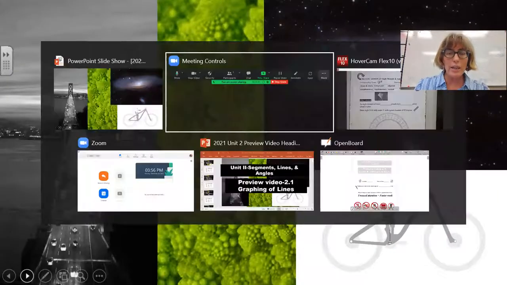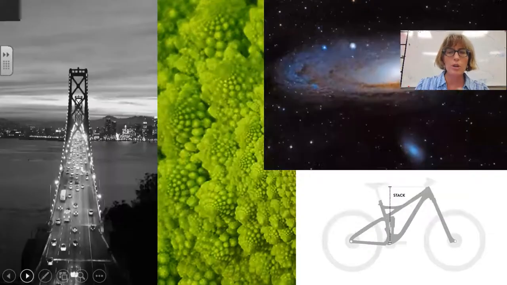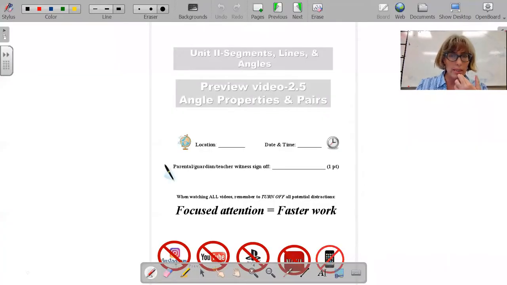Couple things you're going to need here, friends, as you are turning to your preview notes. You should probably have some colors handy. Colors are going to be really helpful, colors of some sort. And you are going to need your protractors, probably some scissors. We're doing angle, properties, and pairs.